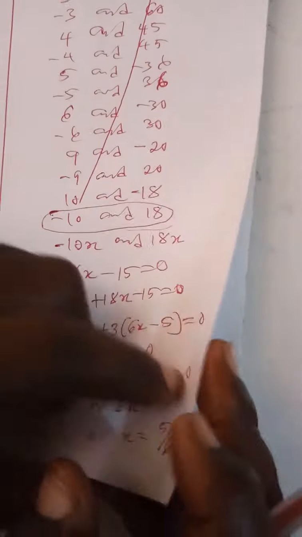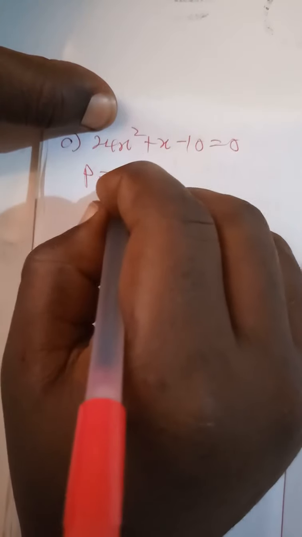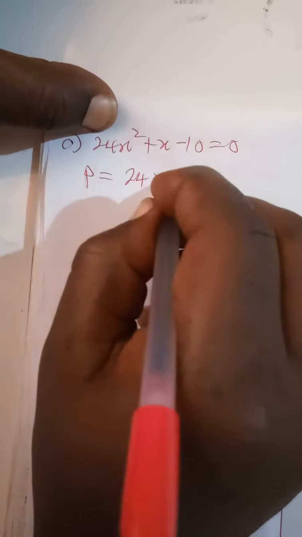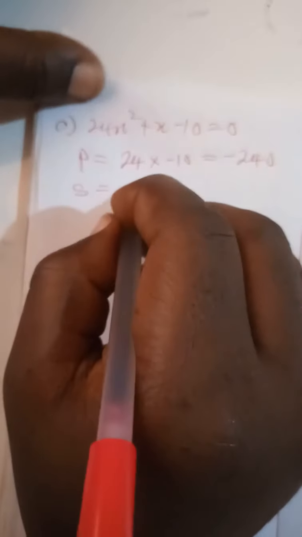The next question is C: 24x squared plus x minus 10 is equal to 0. So quickly now, the product we're dealing with is 24 times minus 10. It gives me what? Minus 240. Simple. And then the sum we're dealing with is 1.